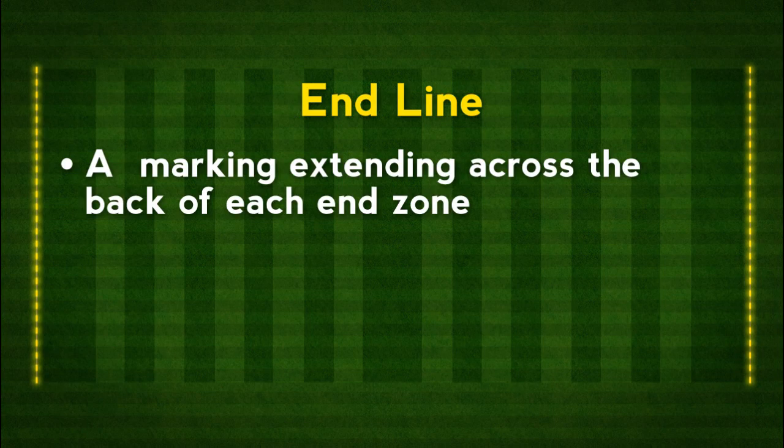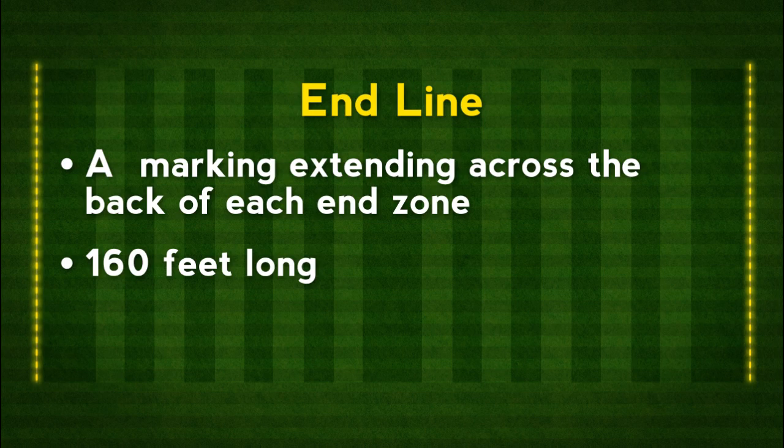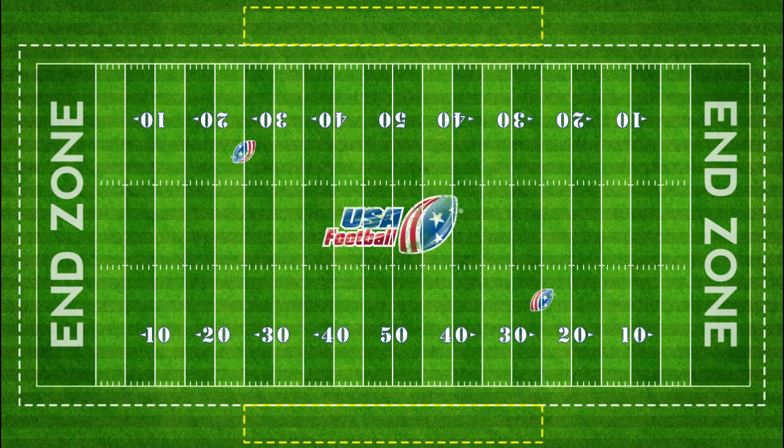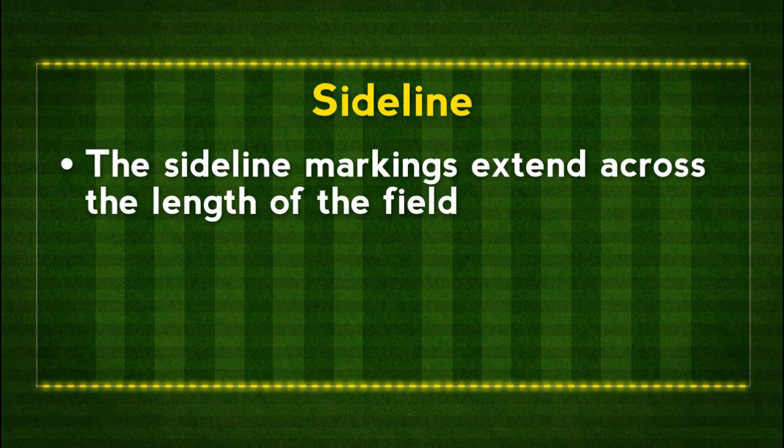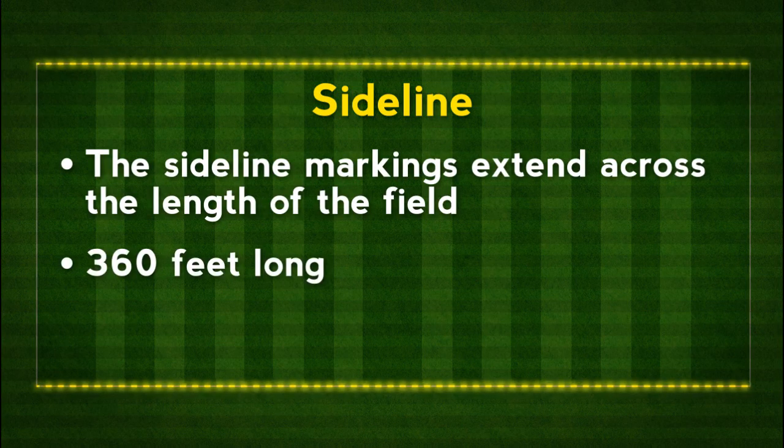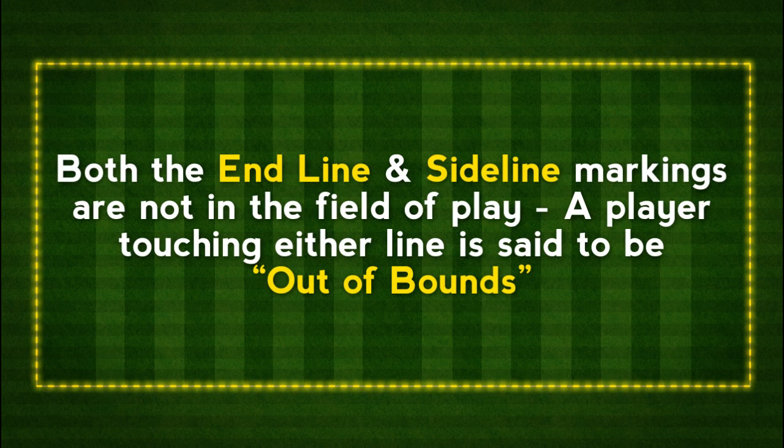End line. The end line is a marking extending across the back of each end zone and is 160 feet long. Sideline. The sideline markings extend across the length of each side of the field and are 360 feet long. Both the end line and the sideline markings are not in the field of play. A player touching either line is said to be out of bounds.